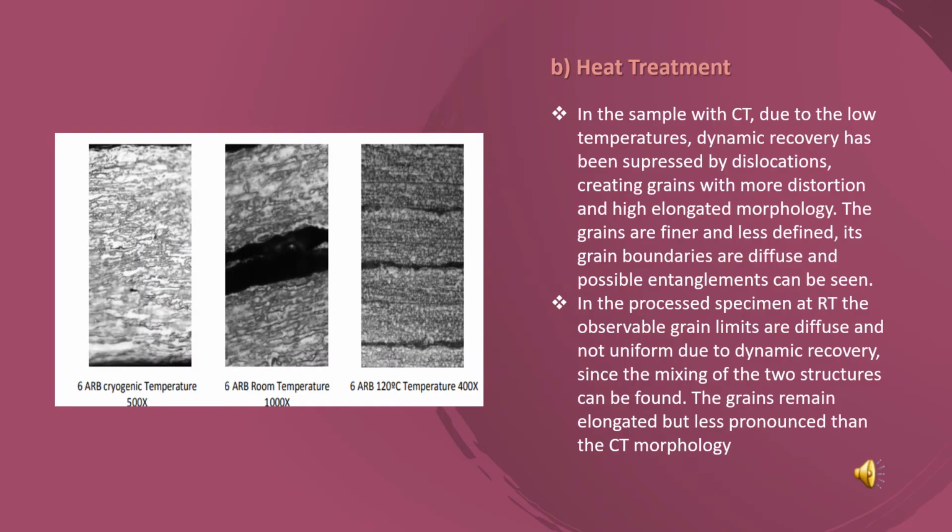The third development that copper undergoes is the heat treatment. In the sample with cryogenic temperature, due to the low temperatures, dynamic recovery has been suppressed by dislocation, creating grains with more distortion and highly elongated morphology. The grains are finer and less defined. And for the room temperature, the grains remain elongated but less pronounced than the low temperature morphology.